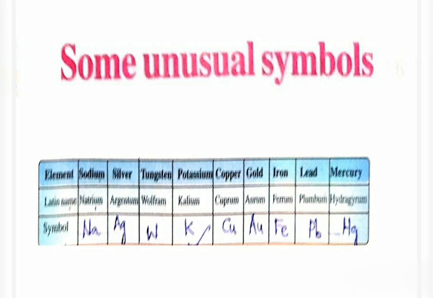Element, Latin name, symbol. Sodium, Latin name natrium, symbol Na. Silver, Latin name argentum, symbol Ag. Tungsten, Latin name wolfram, symbol W. Potassium, Latin name kalium, symbol K. Copper, Latin name cuprum, symbol Cu. Gold, Latin name aurum, symbol Au. And iron, Latin name ferrum, symbol Fe. Lead, Latin name plumbum, symbol Pb. Mercury, Latin name hydrargyrum, symbol Hg.